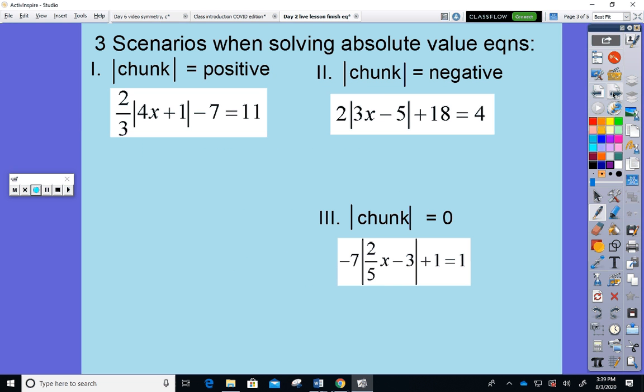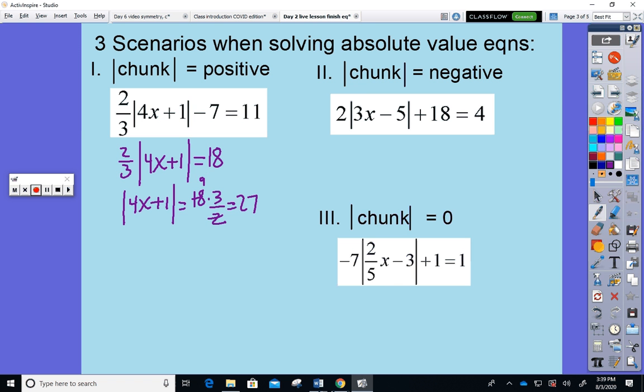So we mentioned one like number 1 on the first video, where your job is to isolate the chunk. Let's add 7. Now multiply through by 3 over 2. So 18 times 3 over 2. 2 goes in 18, 9 times 3 is 27.